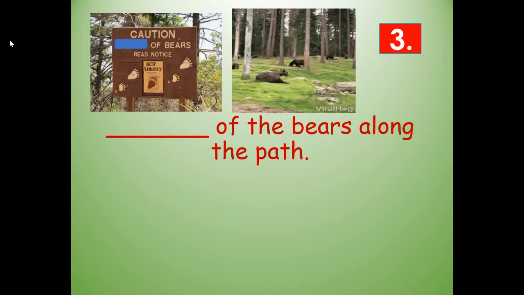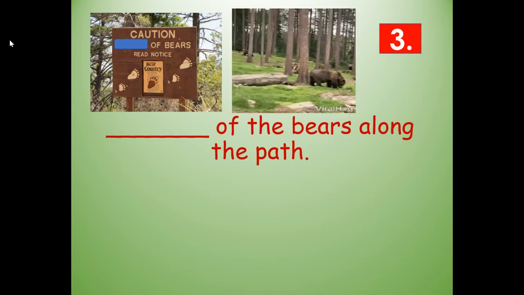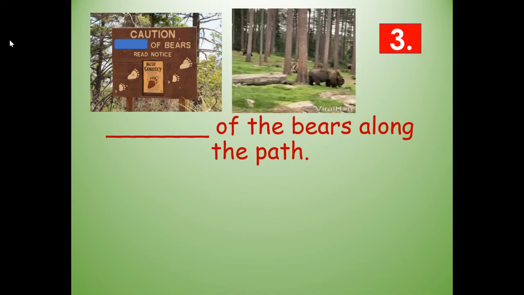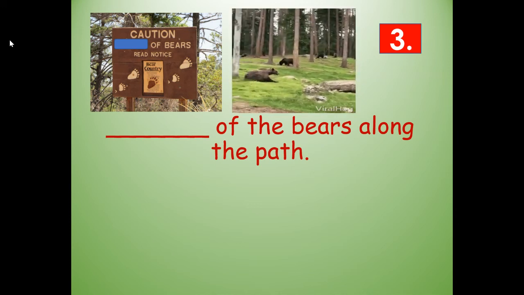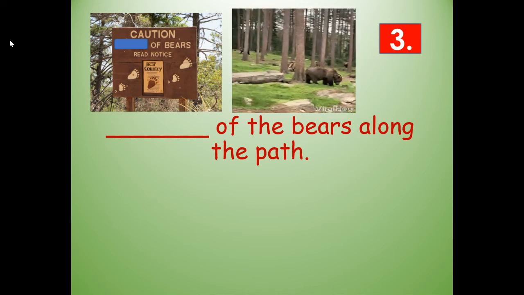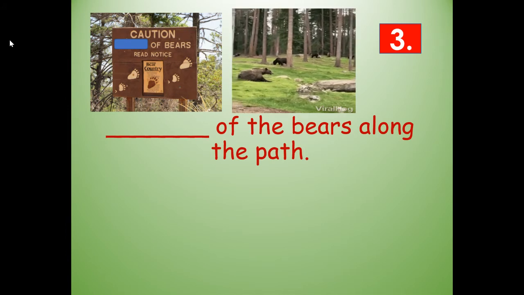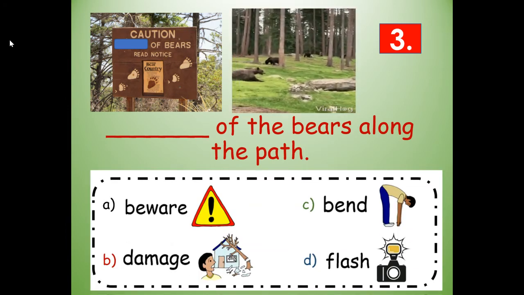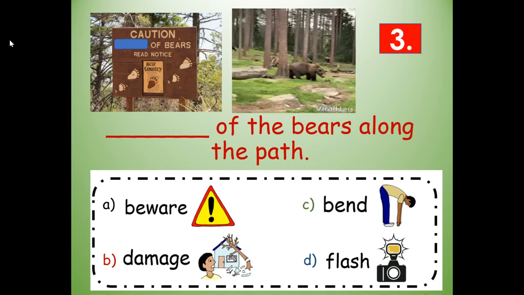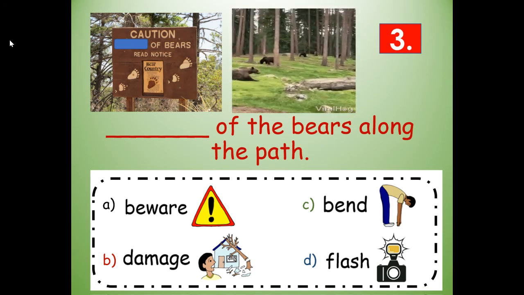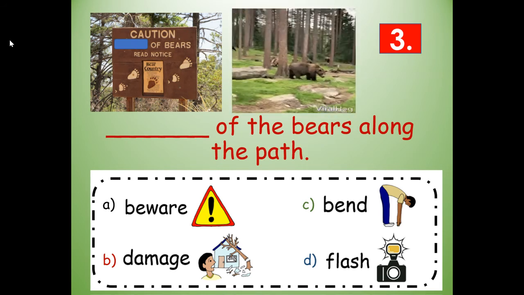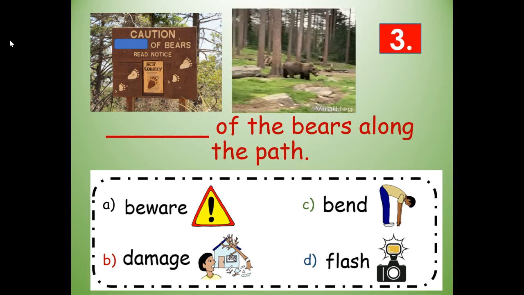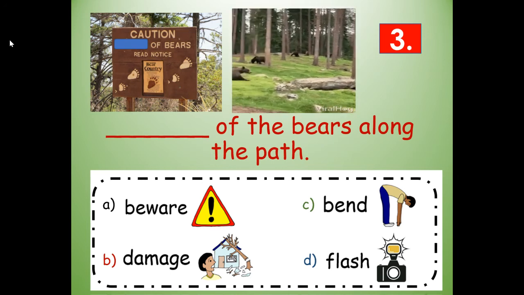Number 3, blank of the bears along the path. So there's a sign that says caution, blank of the bears along the path. So would it be beware of the bears along the path? Or would it be damage of the bears along the path? Bend of the bears along the path? Or flash of the bears along the path?